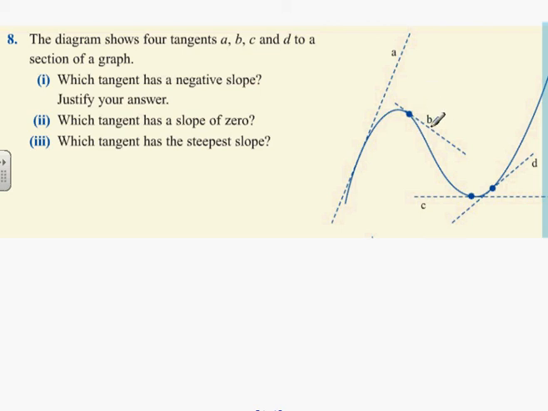B has a negative slope because it's on its way down. So B. Reason being, it's pointing right and downwards, which corresponds to a negative slope. Okay, which one has a slope of 0? And why does it have a slope of 0? Now, which one is a slope of 0? C. The reason why it's C is it goes directly across.